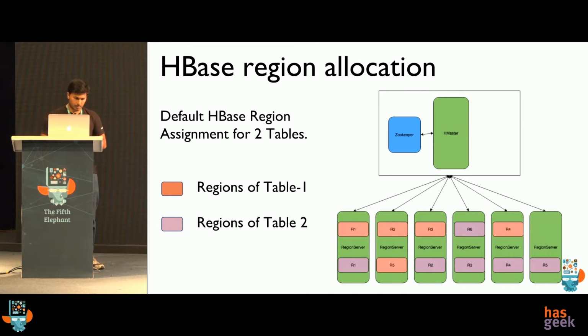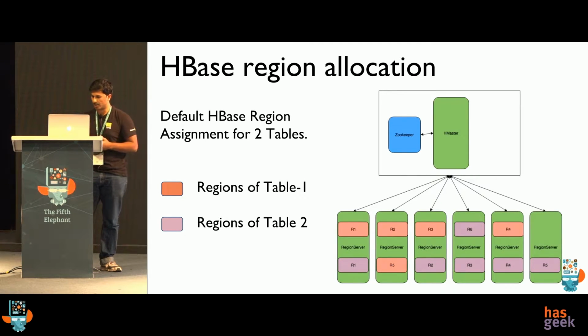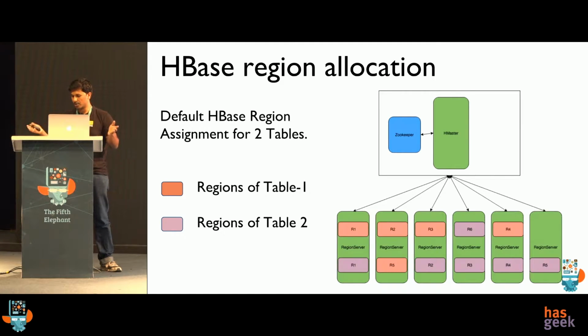So let me show what happens when you actually use a normal HBase cluster. This is an example of a simple HBase cluster in which there are two tables, pink and purple. And let's, for the sake of assumption, say that the pink table happens to be checkout and the other one happens to be cart. And all their regions are spread out and interspersed in all the region servers.